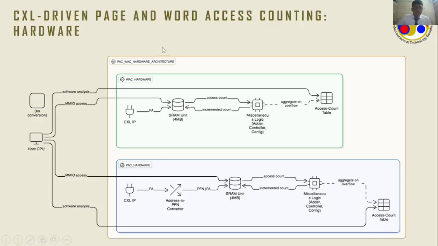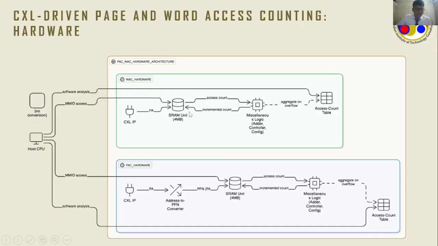Now, how this entire system works together. This is where the work of the controller comes in. For a given page frame number, the controller gets the corresponding access count from the SRAM unit, increments it with the help of the adder present inside the miscellaneous logic block, and stores it back into the SRAM unit. A similar thing can be seen in the case of the WAC hardware also.